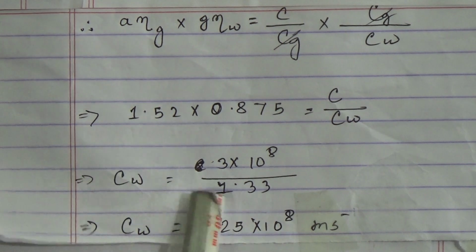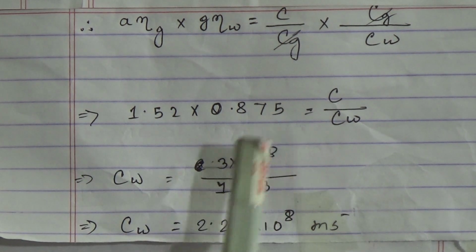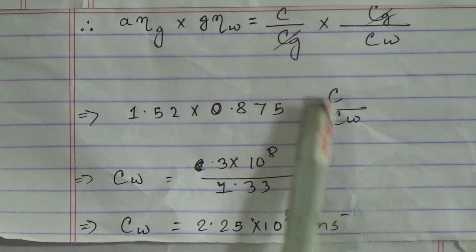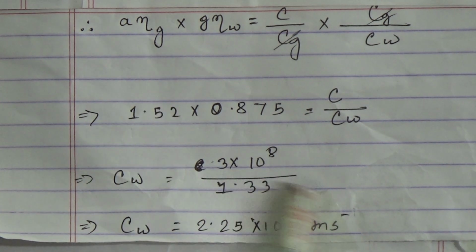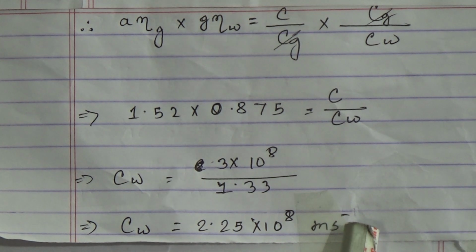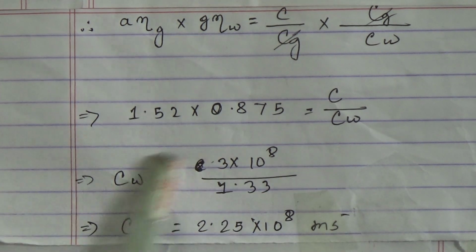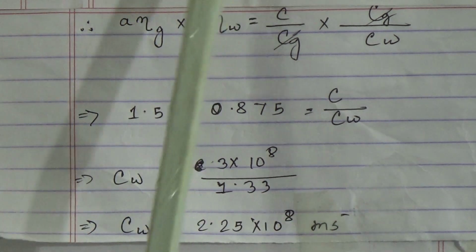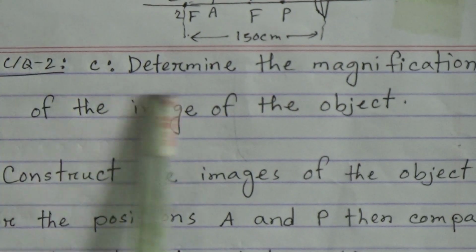So Cw equals 3 into 10 to the power 8 divided by 1.33. So Cw is 2.25 into 10 to the power 8 meter per second. So my dear students, I hope all of you have understood this calculation. Practice this calculation at your home. Now come to the next CQ, CQ number 2.